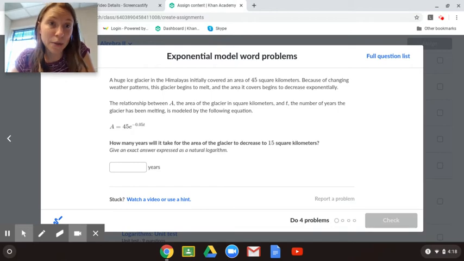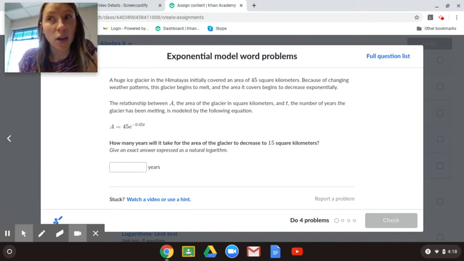Now remember, e is a number. e is kind of like pi. Pi is 3.14159 and goes on forever. It's an irrational number. e is very similar. It's like 2.7 something, and it goes on forever. It's a number. e is a number. It's not a letter.